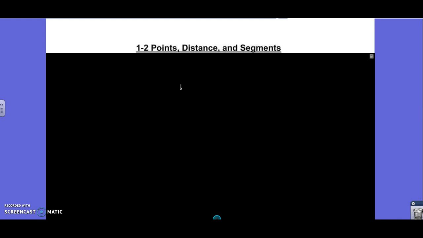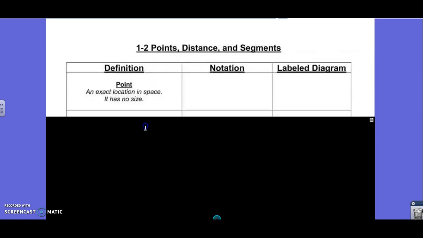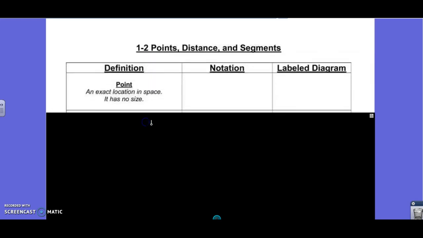So first of all, make sure you're on the right page. We're on the 1-2 points, distance, and segment section. And we're first just going to start off with some basic vocabulary. So first thing, we're going to see this word a lot. This is probably something you're familiar with, the term point. So a point is an exact location in space. It has no size. It's just like a point on the graph that you plotted a lot last year. It's just one single point in space.